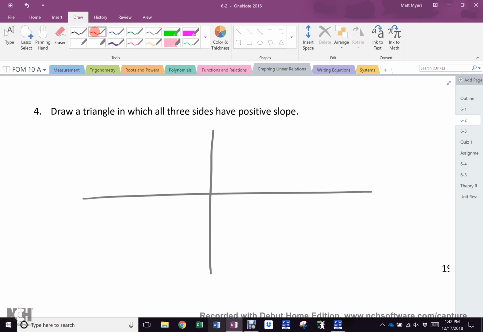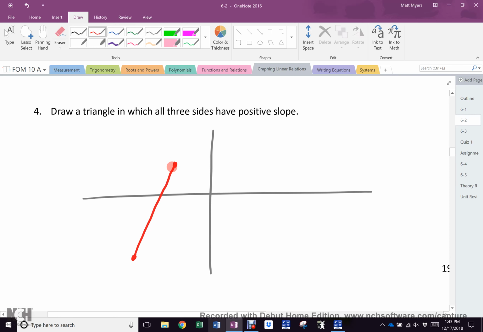I need to start, don't I? How many sides do I need to start a triangle? 1. So I'm going to draw 1 positive slope. There's point 1. How would I make a positive slope from there, Maddie? Up and over. That doesn't help me. Right or left? Up and right. Are you happy with that?